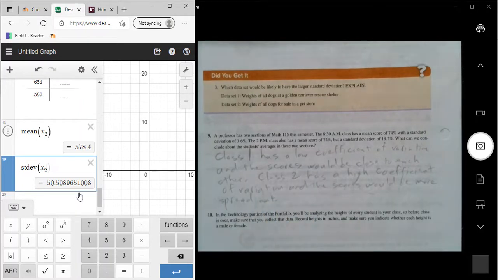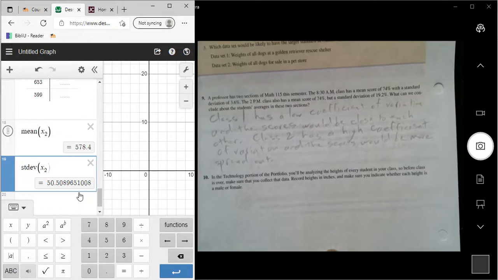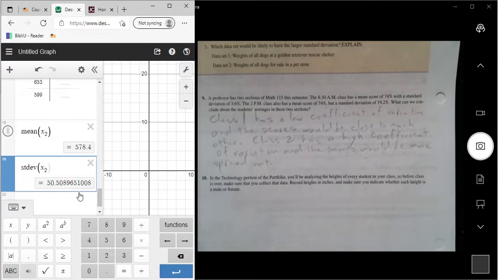So now number 10, in the technology portion of the portfolio, you'll be analyzing the heights of every student. Okay, so we're not going to do number 10. So we are actually finished with section 4-6. So we're actually done with 4-5 and 4-6.